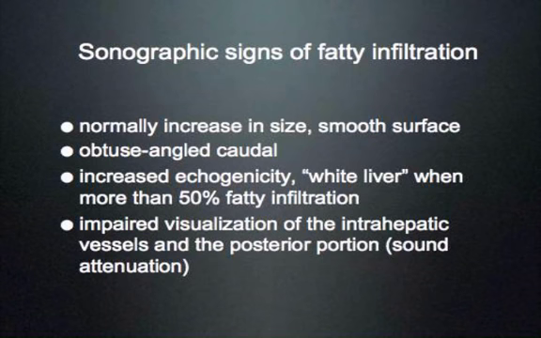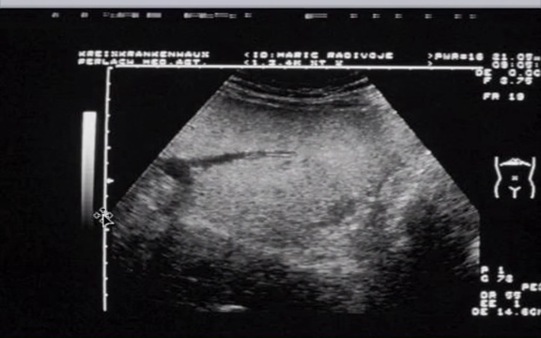Let's have a look at the ultrasound signs of fatty infiltration. Normally the liver is increased in size. It has a smooth surface. The caudal angle is obtuse. It is increased in echogenicity. The liver might even appear completely white when more than 50% of the cells have fatty infiltration. And due to this whiteness, due to the increased echogenicity, the posterior portions and also the vessels within the liver are difficult to see.